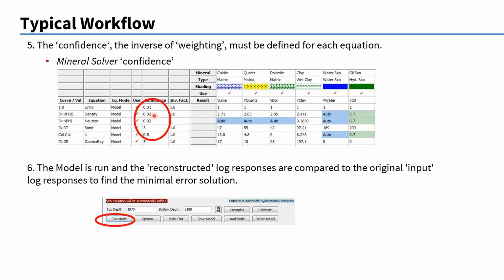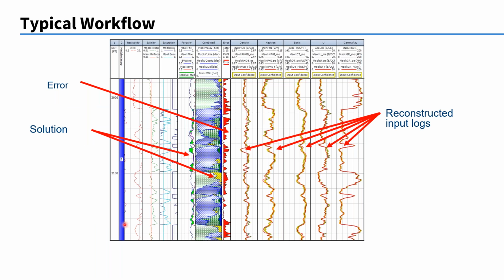If you're dealing with, for example, a bad hole, this confidence value is less accurate, and the value should be increased to, for example, maybe 0.04 grams per cc. By doing that, we're decreasing the weighting of that particular log, in this case the density log. So the confidence value is a weighting of the logs in the model. Once you have that defined, you can run the model, and it'll give you this output. It'll show you the solution.